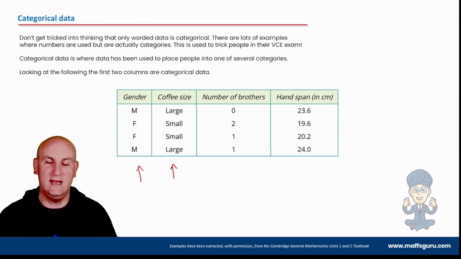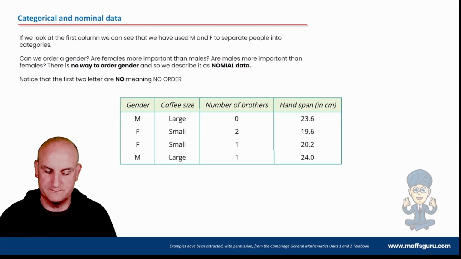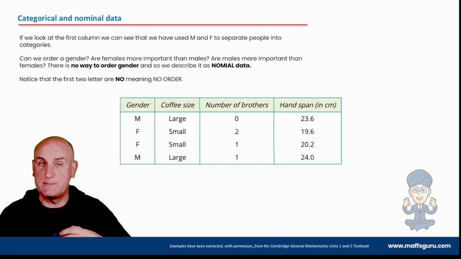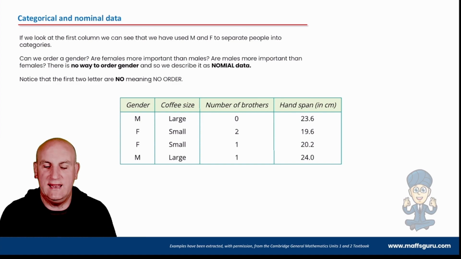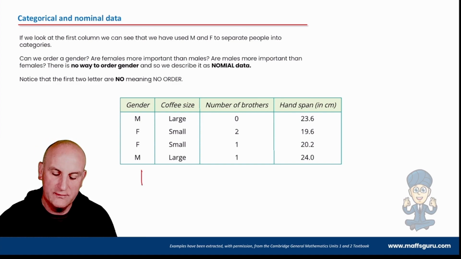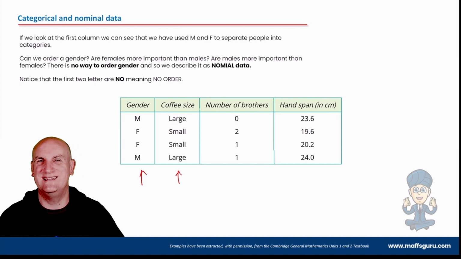Anyway, so categorical data is where we put people in several categories, yes? Now, the first 2 columns are categorical. And we can split categorical data further, right? So once we know that something is categorical, we then need to try and work out, well, is it nominal or ordinal?